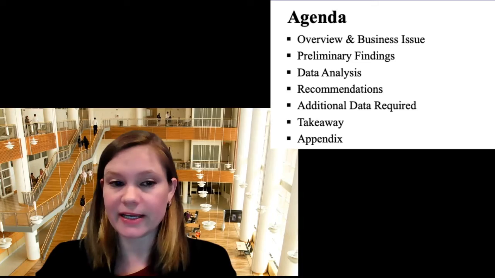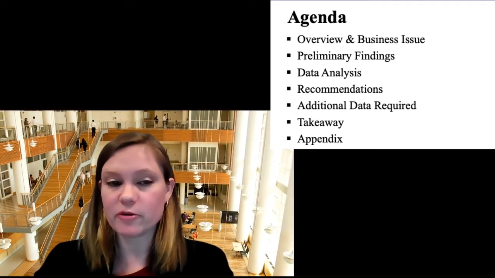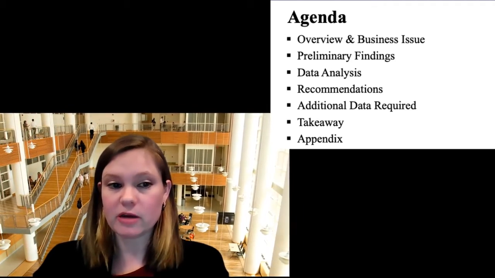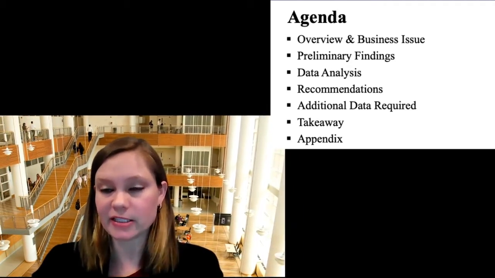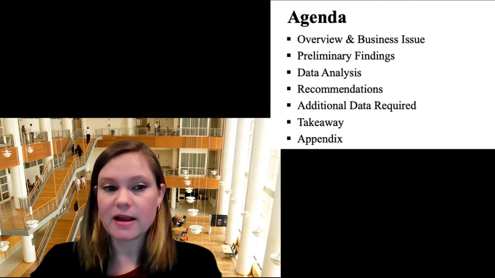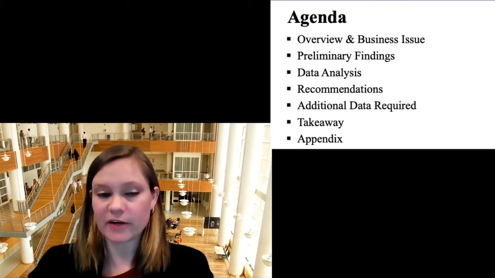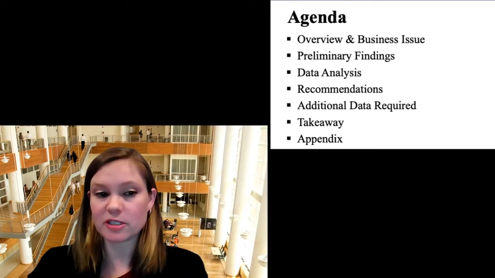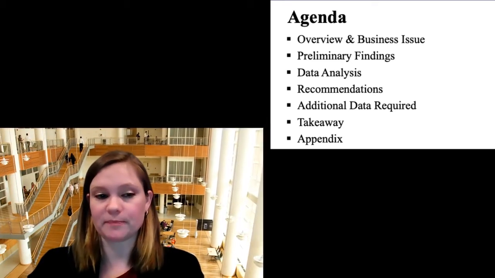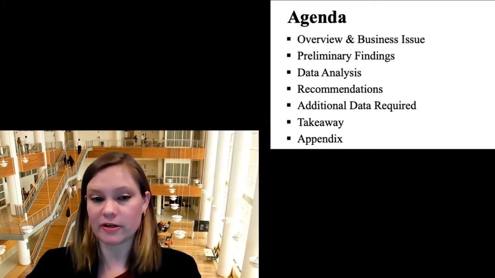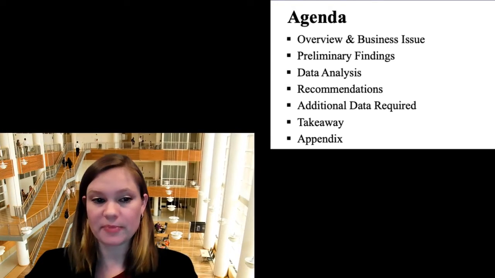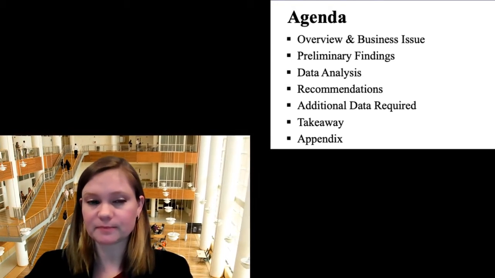Our agenda for today is as follows. First, we'll review the business issue facing OSU. We will then discuss preliminary findings uncovered by our initial analyses. Next, we'll share additional audit analyses we performed, and we'll then provide a recommendation on the strength of OSU's internal controls on its P cards. Lastly, we'll communicate other areas OSU should further explore and the key takeaways from our findings.